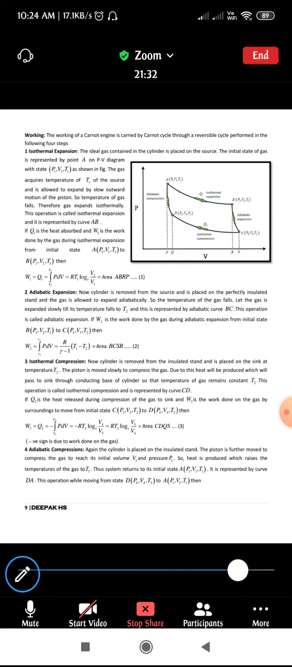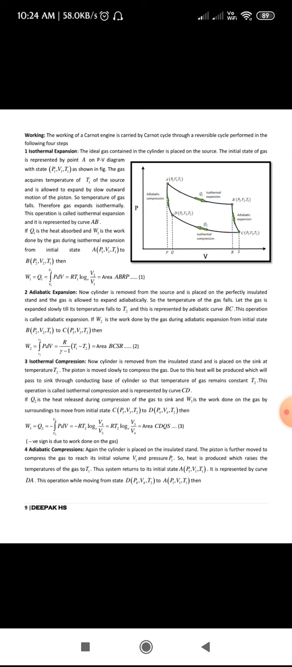Is it fine? When the gas is allowed to expand, the temperature starts to decrease, but since you have placed the cylinder on the source, the heat starts to flow. It doesn't allow the temperature to fall. It remains constant since you have placed the cylinder on the source.